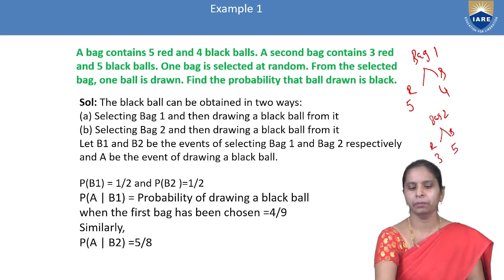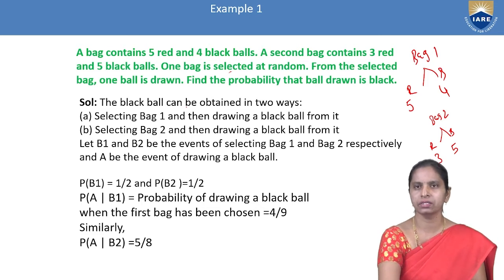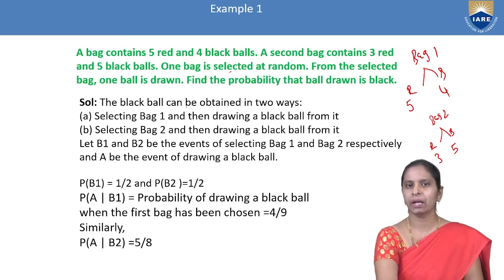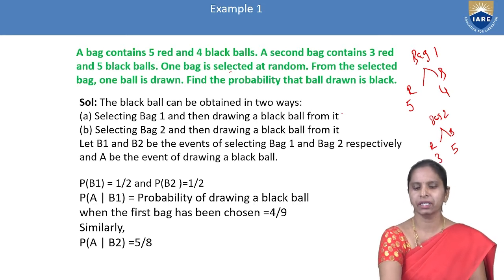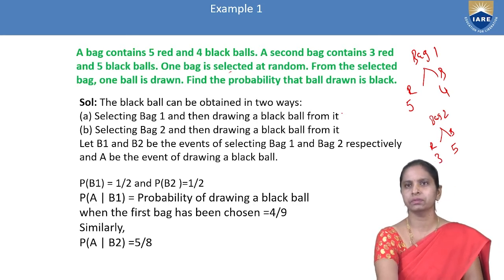After that, one bag is selected at random. From the selected bag, one ball is drawn. We don't know which bag has been selected, so I am selecting the bag randomly. Find the probability that the ball drawn is black. So, it means you have to use which property? You have to use the total probability in order to calculate the probability of drawing the black color ball. Why? Because I don't know from which bag I am selecting the ball.